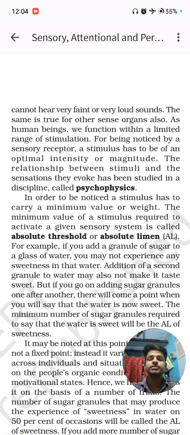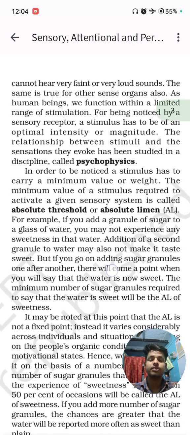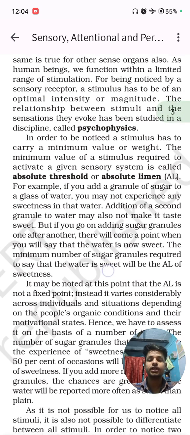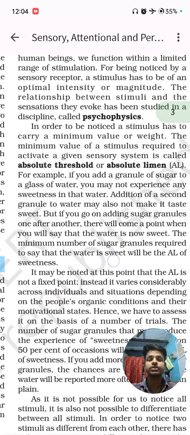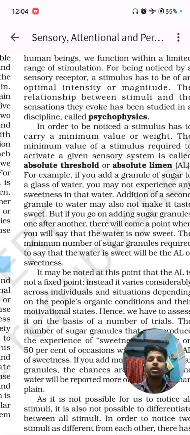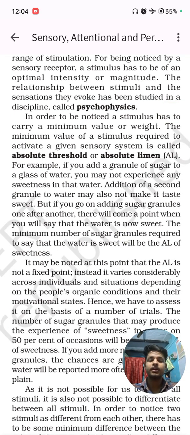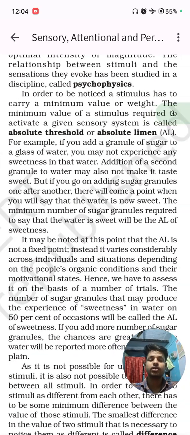The relationship between a stimulus and the sensation it evokes has been studied in a discipline called psychophysics. In order to be noticed, a stimulus has to carry a minimum value. The minimum value of the stimulus required to activate a given sensory system is called the absolute threshold, or absolute limen, AL.